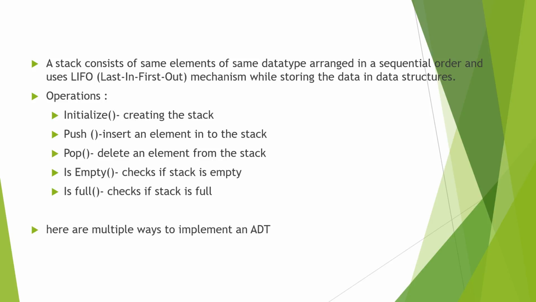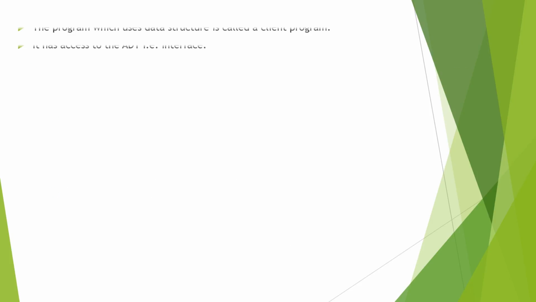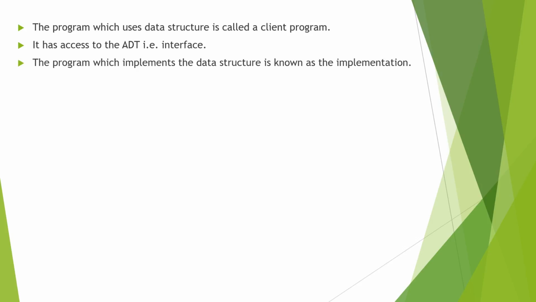There are multiple ways to implement an ADT. For example, a stack ADT is implemented using arrays or linked list. The program which uses the data structure is called a client program. It has access to the ADT, that is the interface. The program which implements the data structure is known as the implementation part of it.